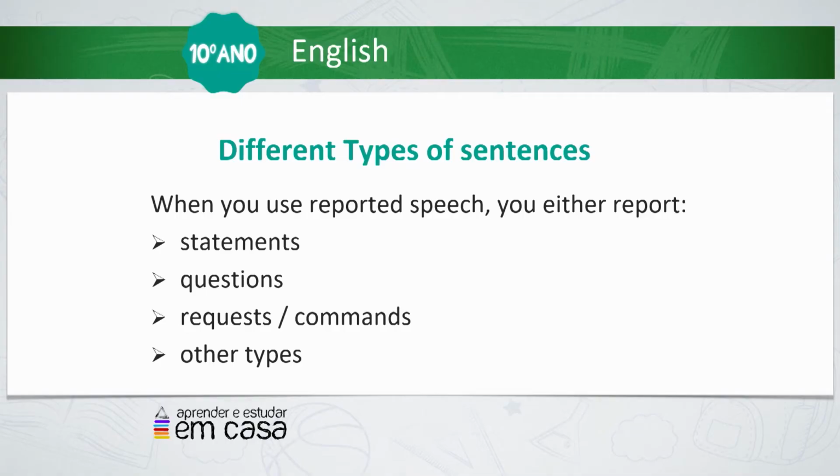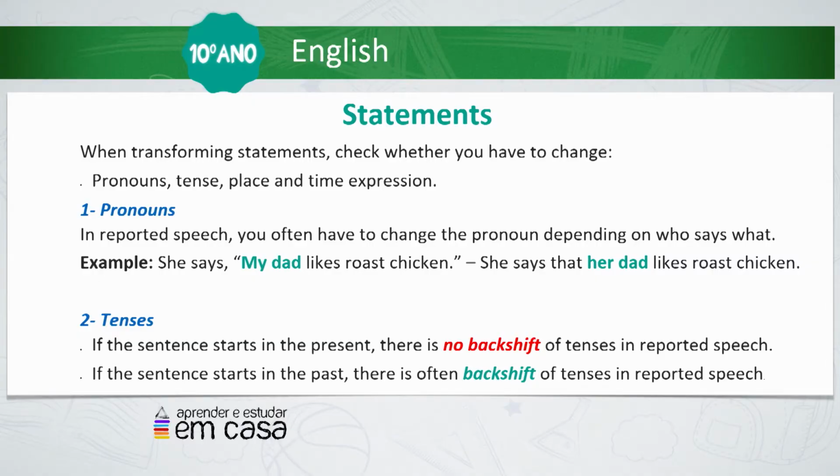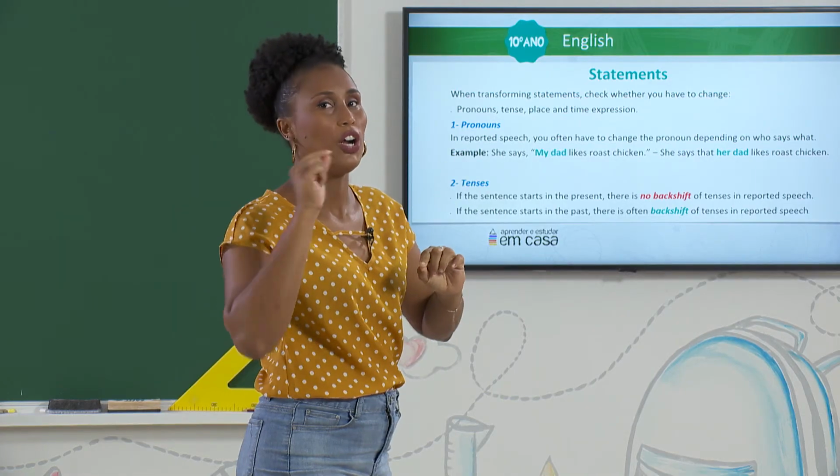Continue. We have different types of sentences. You can report statements, questions, requests or comments, and other types. Now, let's see statements, okay? When transforming statements, check whether you have to change the pronouns, tense, place, and time expressions. The changes that occur in the pronouns: in reported speech, we often have to change the pronoun depending on who says what. For example, she says, "My dad likes roast chicken." Notice the difference here. She said that her dad likes roast chicken. See that she becomes her.